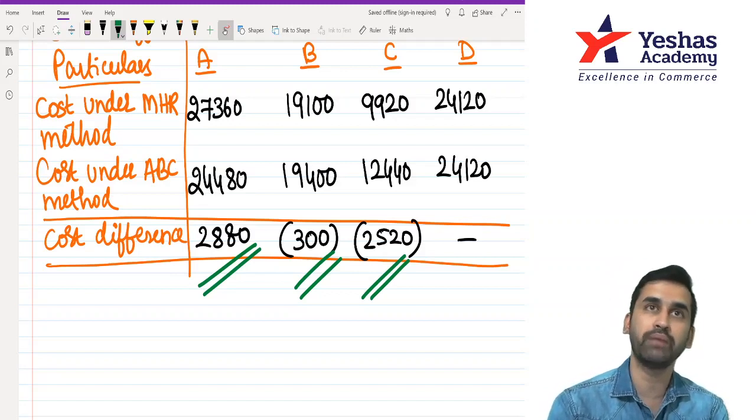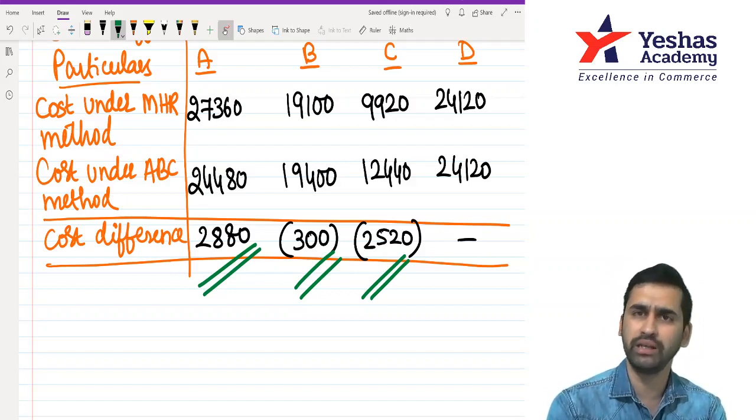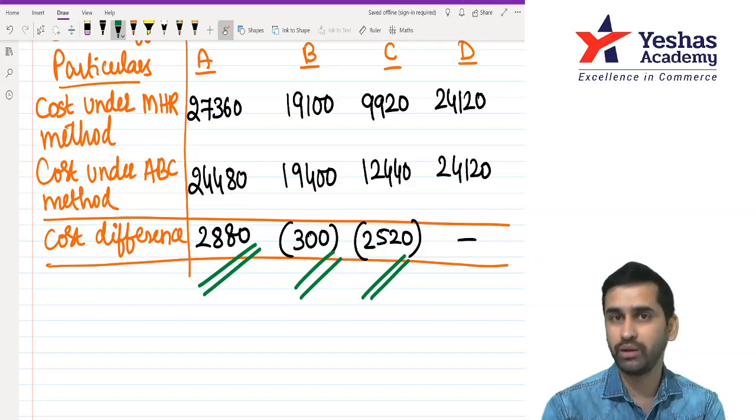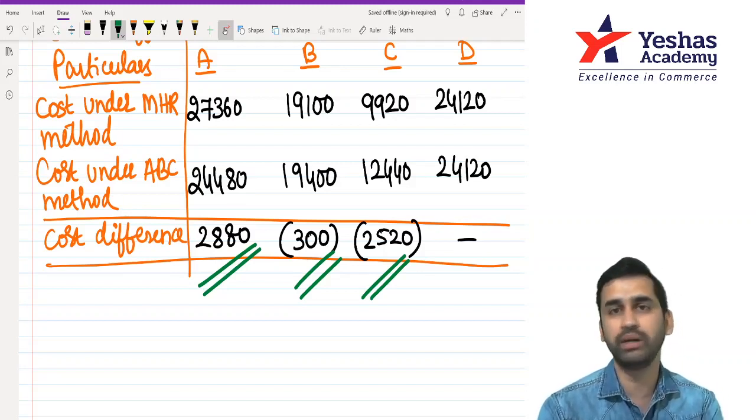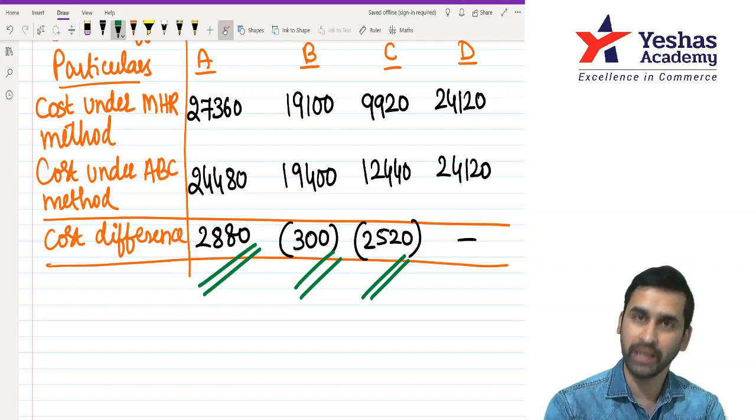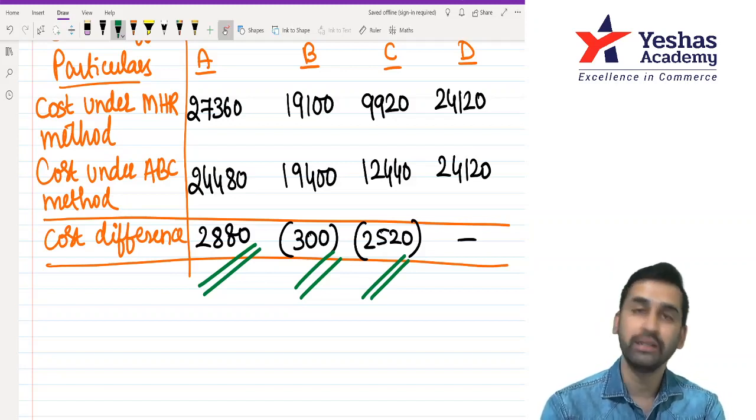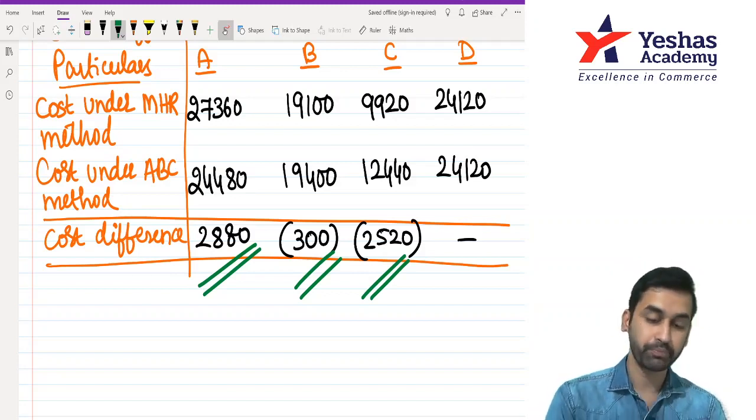One product may take more time and do less activity. Another product may take less time and do more activity. Obviously, overhead estimation will be different because MHR goes by time, ABC goes by work or activity. Got it? This you need to explain in the comment part. All of you start writing.